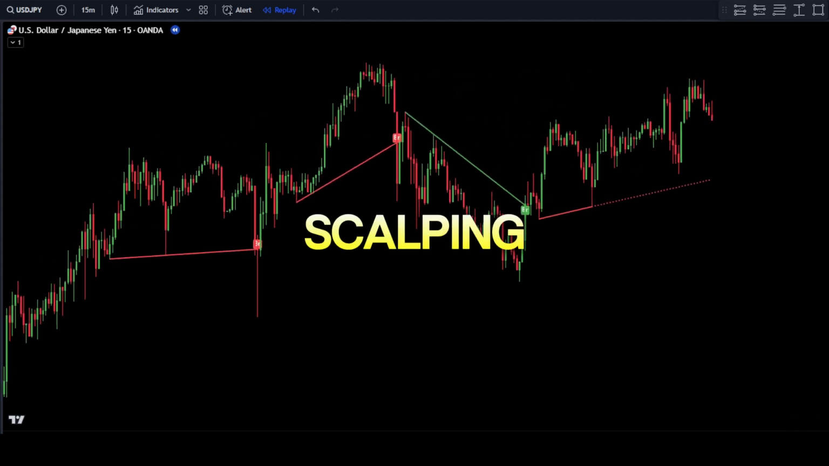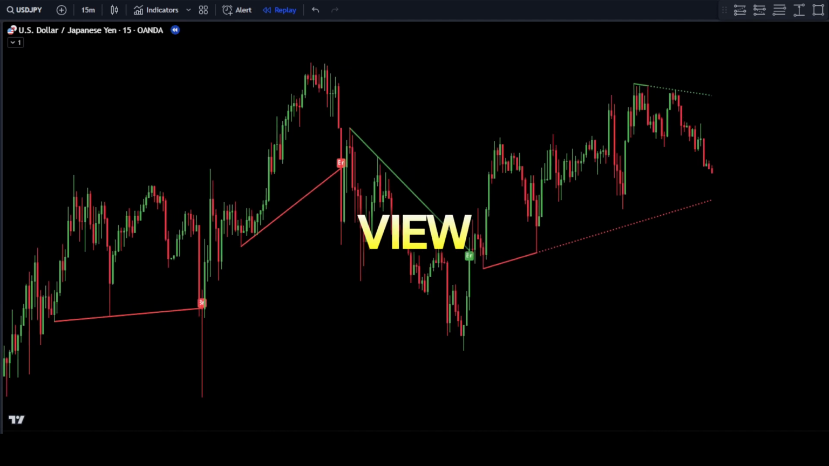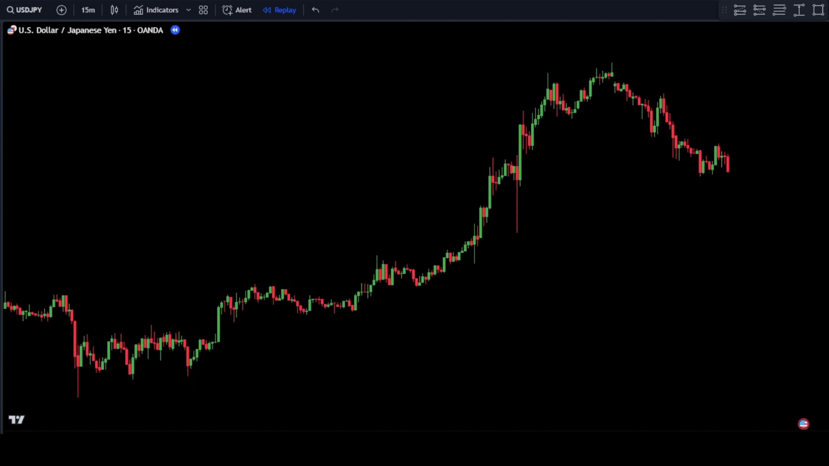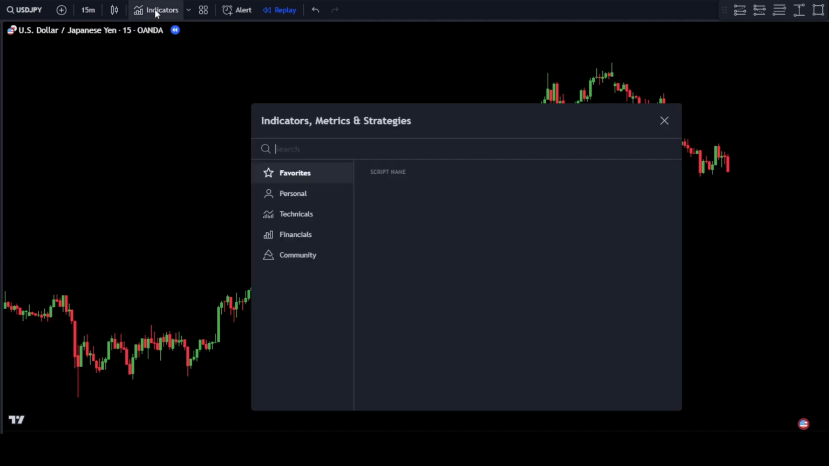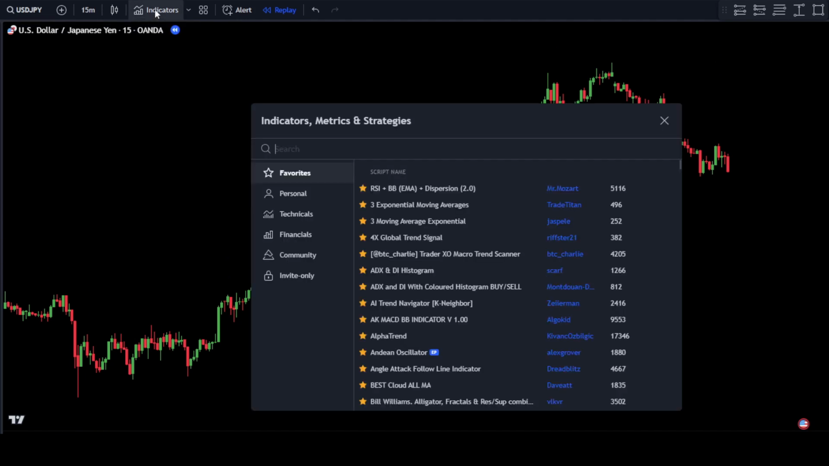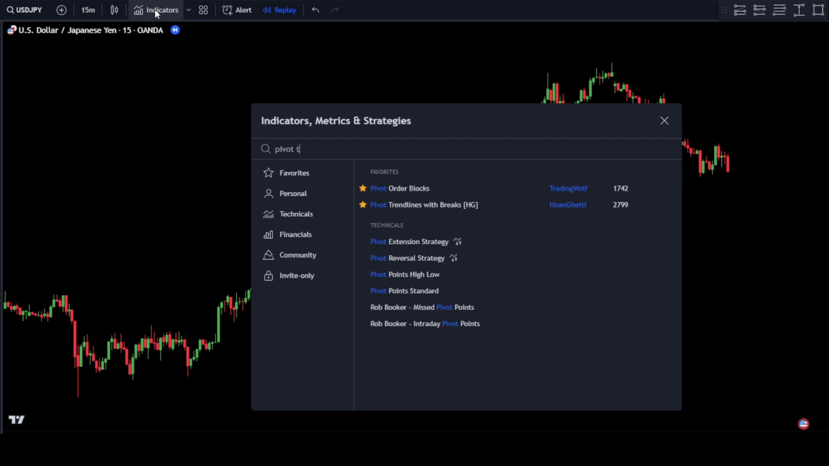To use this scalping strategy, you can go to TradingView. In this example, we will use this scalping strategy on the USD-JPY pair, but you can also use this scalping strategy on various other pairs. Now, go to the Indicator Search tab. In the Indicator Search tab, type in Pivot Trendlines with Breaks.